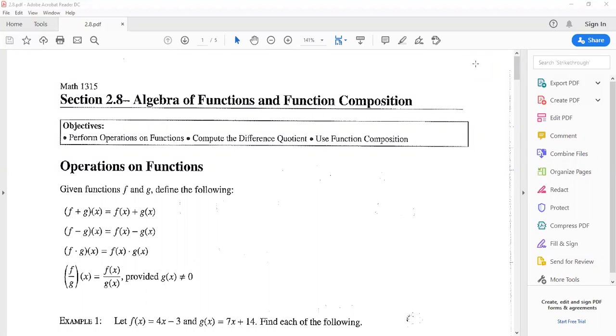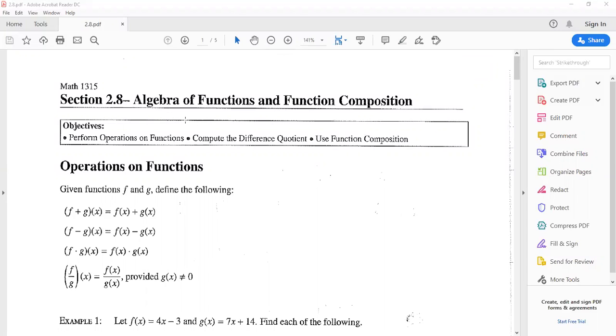All right, welcome back. We're going to jump back for a minute and go back to section 2.8 that we hadn't covered before, because the second part of it, function composition, we will need very shortly in the future. But first, let's talk about what they call algebra functions, or what I might call arithmetic of functions.